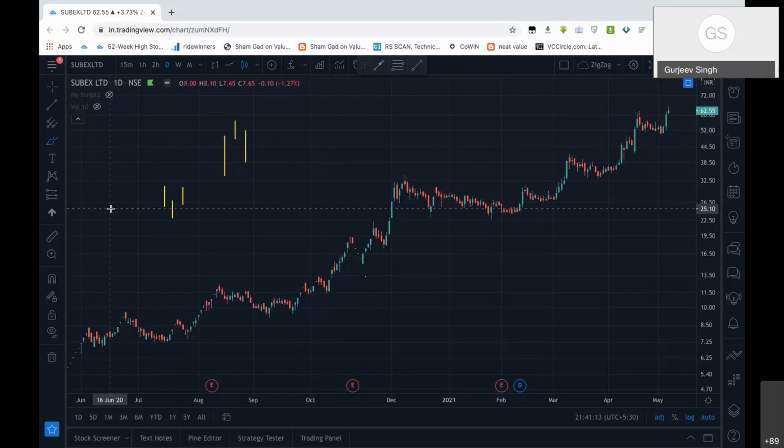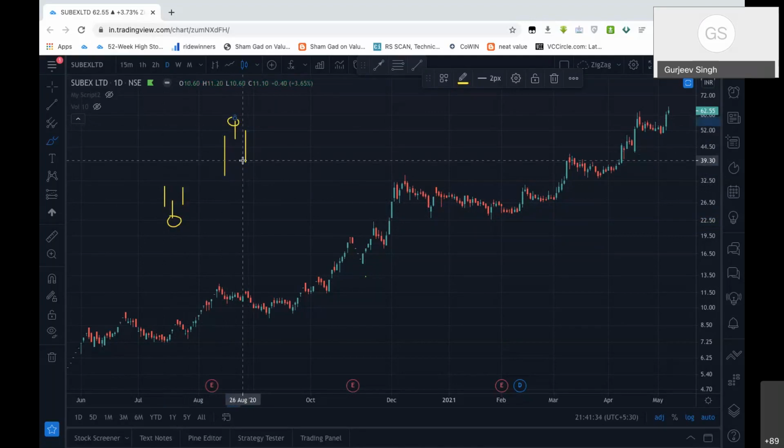So the swing point was: we need three candles like this, where today's low is higher than yesterday's low, and the day before yesterday's low is also higher than yesterday's low. So my point of reference is this point. Similarly, if I reverse this equation, my point of reference is this point. Today's high is lower than yesterday's high, and the day before yesterday's high was lower than yesterday's high. So these were swing highs and swing lows.